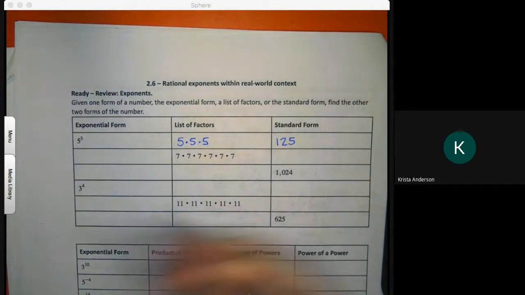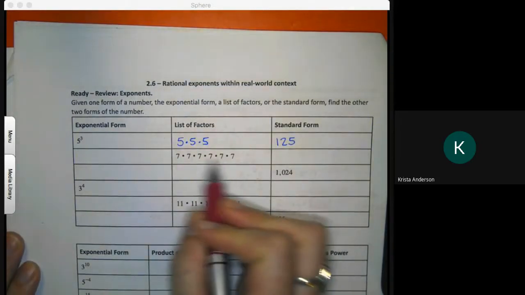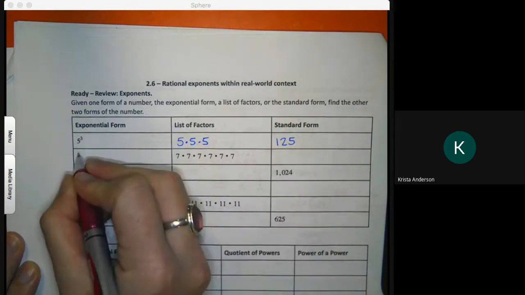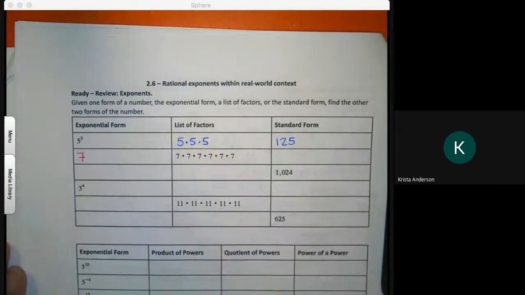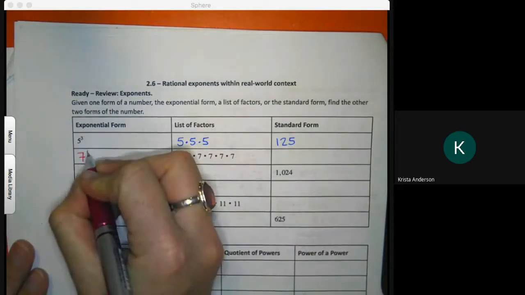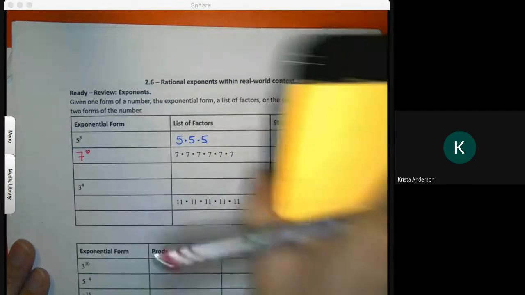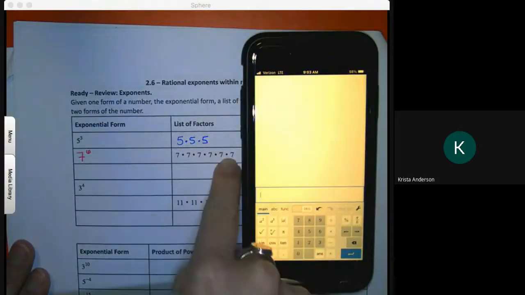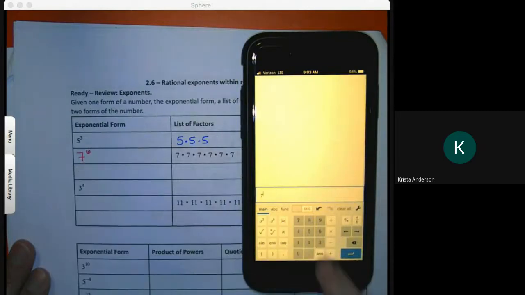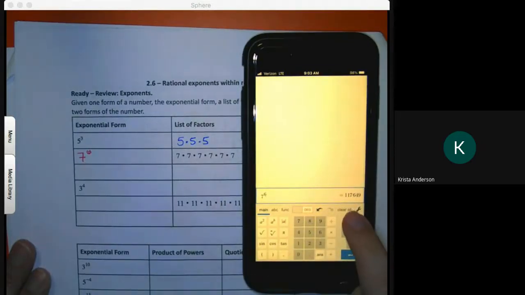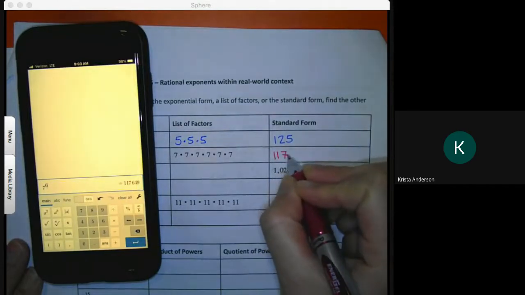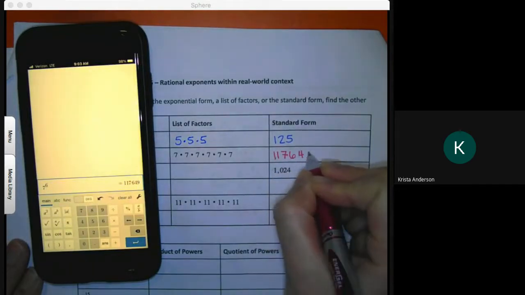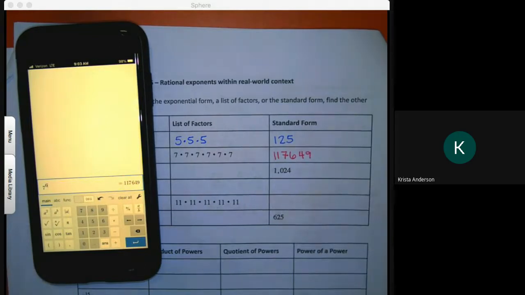So if I look at the sevens, the list is filled in. Now I'm going to make an exponent. 1, 2, 3, 4, 5, 6. There are 6 of them, so it will be to the power of 6. I don't want to type all of them out, so I'm just going to do 7 to the power of 6 because it's faster. So it should equal, for its standard form, 117,649.